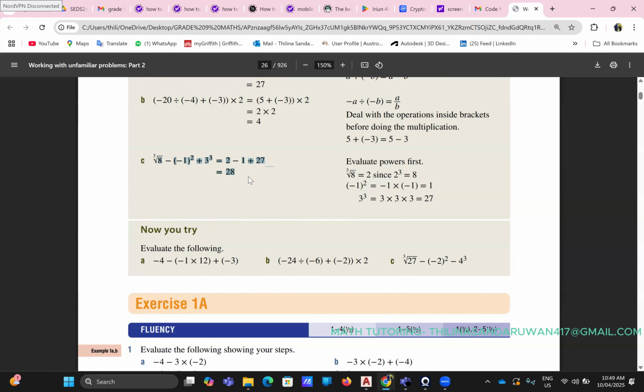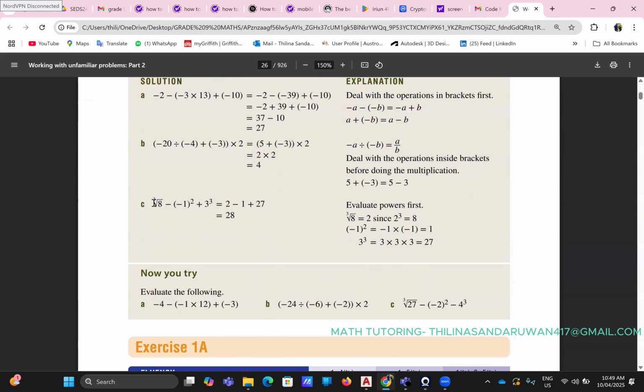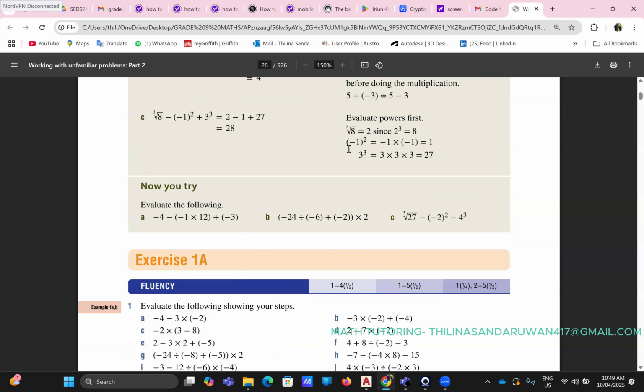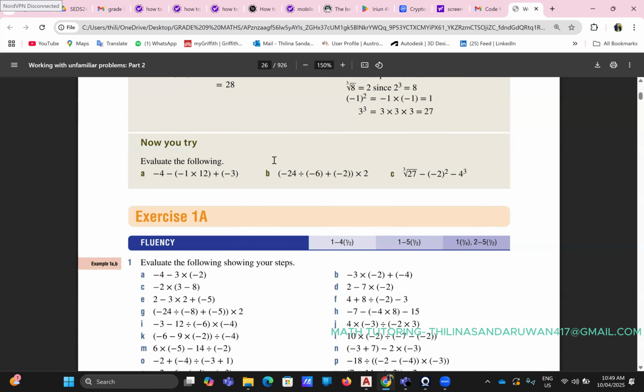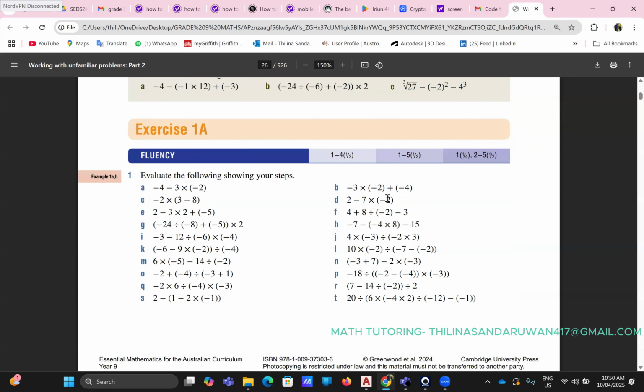Okay, I'm going to do this example first. It's in example number 1, operating with integers. I think no need to do that because it has already been explained. From here, exercise 1A, I'm going to take random questions and do them quickly. So if you have any doubts, just email me with your question.